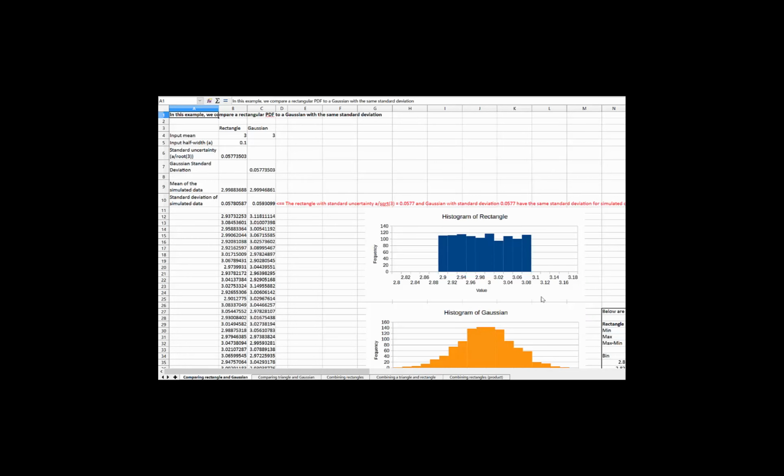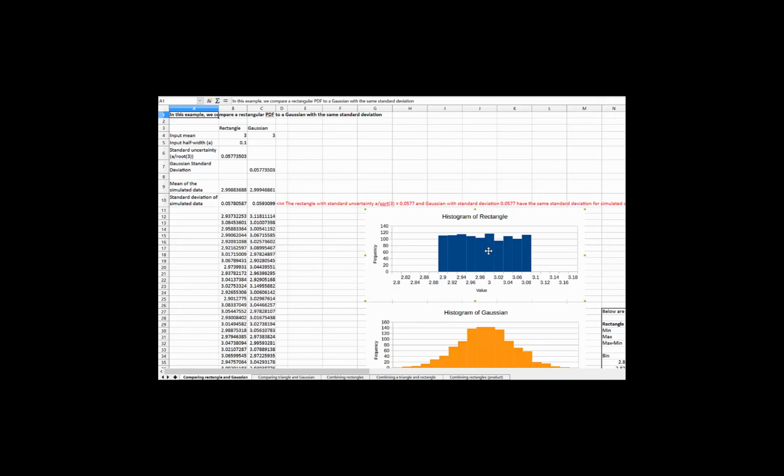Hi everyone, in this screencast I'm going to go through looking at rectangular and triangular PDFs and comparing them to Gaussians and also combining them, like rectangular with rectangular and things like that, and seeing what the outcome is. So the first thing I want to do is look at a rectangular PDF. Over here you see that I've got a histogram of what looks like a rectangular PDF.